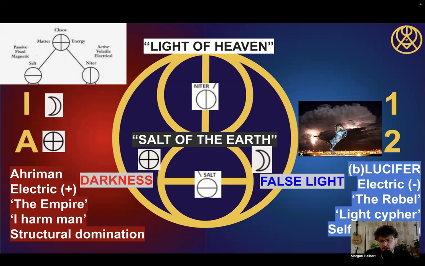Ahriman is the darkness. It's the positive electric element that fuels the will to dominate others. I also note that the imperfect anagram of Ahriman is I harm man. It fits well thematically with basically the concept of the empire.